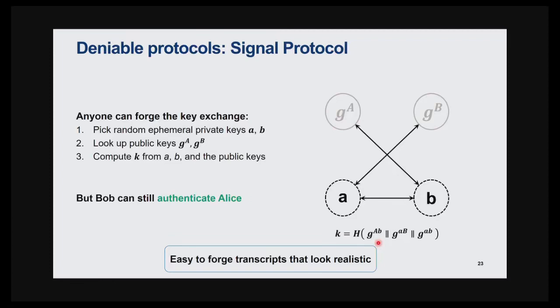So the result is that looking at a transcript like this of a Signal session, even if you now know all of the keys and you can verify that everything makes sense, it gives you no information on whether or not someone really said something. And so this takes us back to this idea that the easier it is to forge realistic-looking transcripts, the more deniable it is, because there's nothing here to tie Alice and Bob to a conversation.